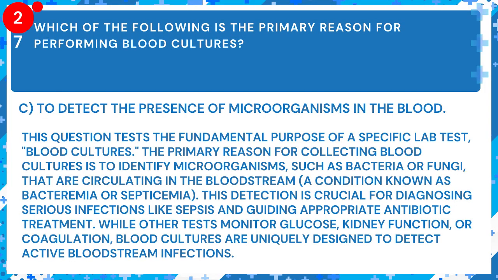Answer: C. To detect the presence of microorganisms in the blood. Explanation: this question tests the fundamental purpose of a specific lab test, blood cultures. The primary reason for collecting blood cultures is to identify microorganisms, such as bacteria or fungi, that are circulating in the bloodstream, a condition known as bacteremia or septicemia. This detection is crucial for diagnosing serious infections like sepsis and guiding appropriate antibiotic treatment. While other tests monitor glucose, kidney function, or coagulation, blood cultures are uniquely designed to detect active bloodstream infections.